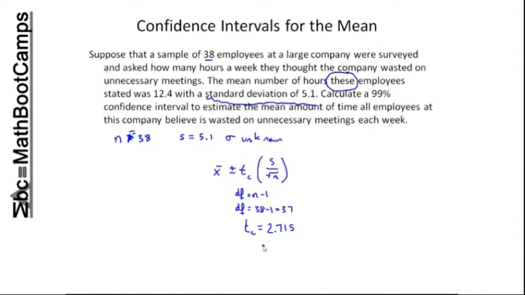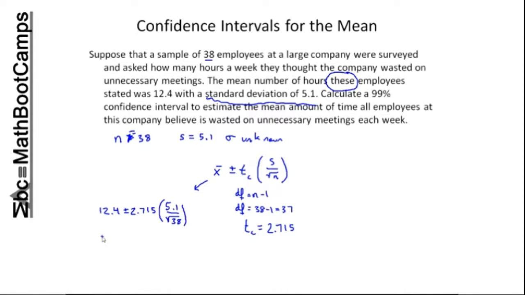Okay, so I got that here in my formula written down now, or ready to be in the formula. So now I'm going to start plugging numbers in. So, okay, the sample mean was 12.4. So I'm going to add and subtract 2.715 times S, which is 5.1, divided by the square root of 38.